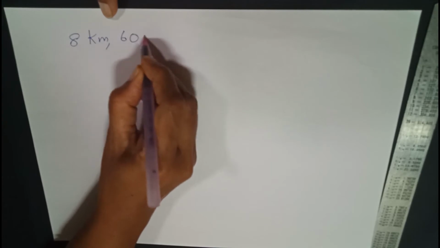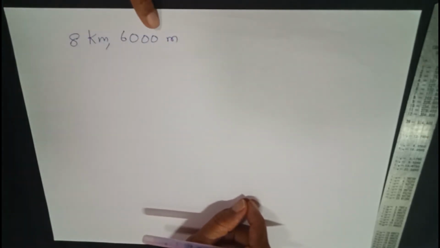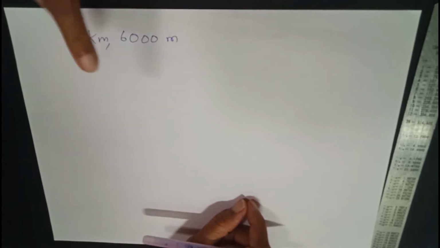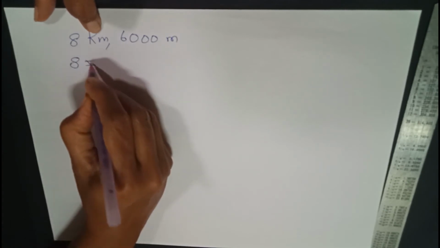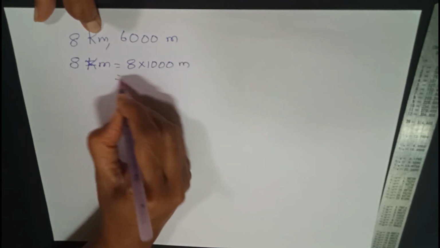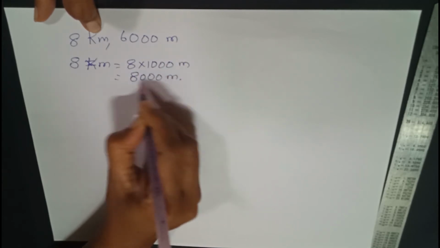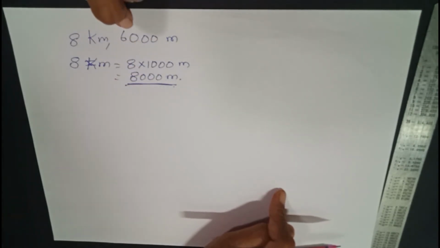Let's take another example. Let us say we have 8 kilometers and 6,000 meters. Now I have to find the ratio of the first number to the second number. Again you can see the unit here is kilometers and here it is meters. So what we do is we convert the bigger unit into the smaller unit. So 8 kilometers is nothing but 8 into 1000 meters. So we get 8,000 meters. So my first number has been converted into 8,000 meters. The second is 6,000 meters.